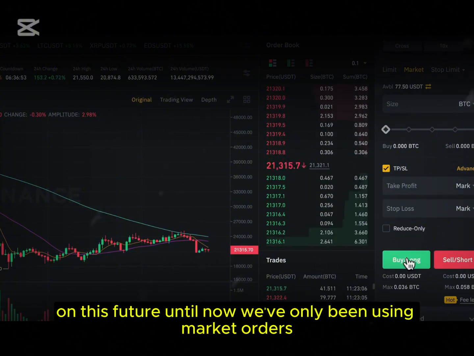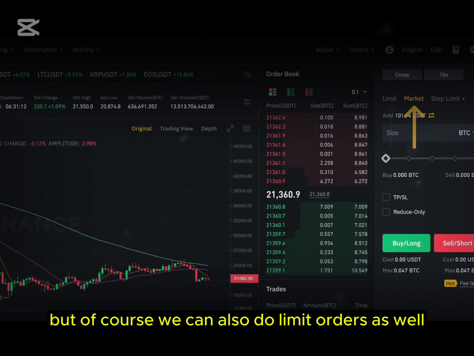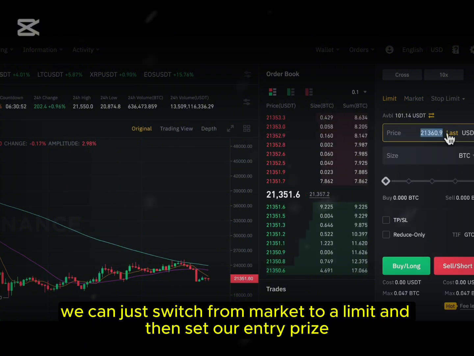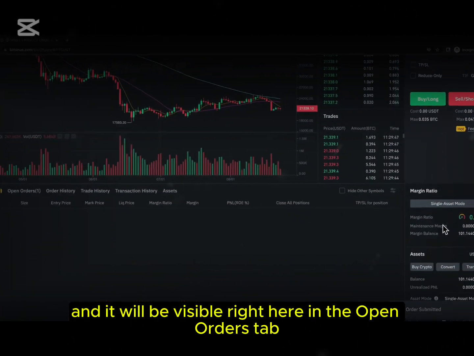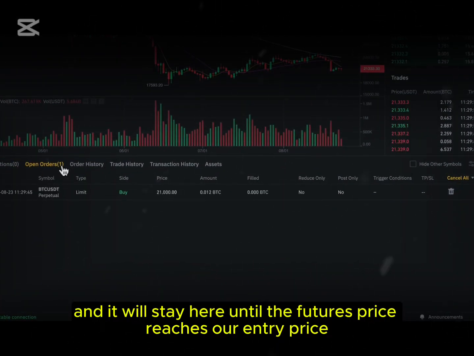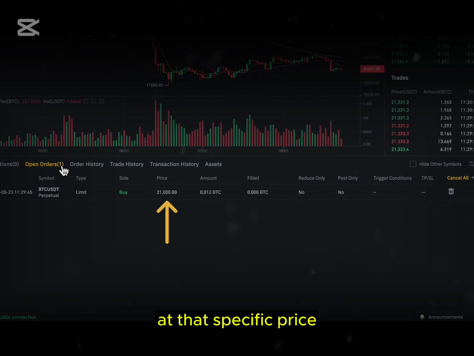On this futures platform, until now, we've only been using market orders. But of course, we can also do limit orders as well. We can just switch from market to limit and then set our entry price. Here we put in the order by going long or short, and it will be visible right here in the Open Orders tab. And it will stay here until the futures price reaches our entry price that we have just set, which is when it will automatically open our position at that specific price.